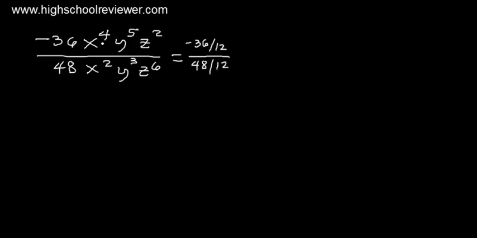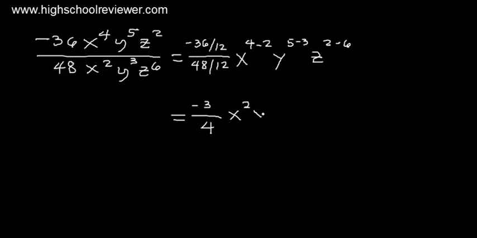And then x raised to the 4th all over x raised to 2. We will divide this. So to divide, we will just copy the base, subtract the exponents. We are going to subtract the numerator by the exponent of the denominator. We will have here 4 minus 2. And for y, we have y raised to 5 minus 3. And for z, we have 2 minus 6. Negative 36 all over 12, that will be negative 3 all over positive 4. And this will be x raised to positive 2, y raised to positive 2, and we have z raised to negative 4.